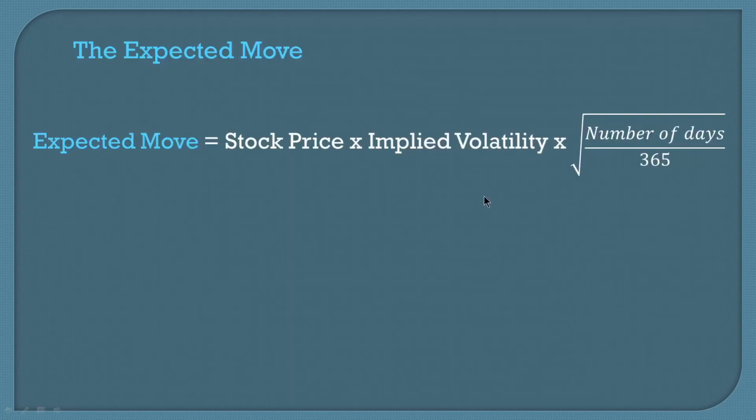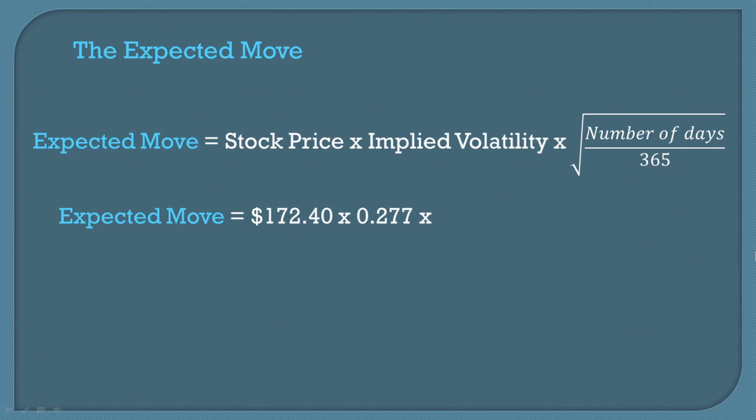To calculate the expected move, we take the current stock price of $172.40, multiply it by the implied volatility of 27.7%, and multiply that by the square root of the number of days to expiration, which is 54 divided by 365. From this we get 18.36. This means a one standard deviation move is $18.36.